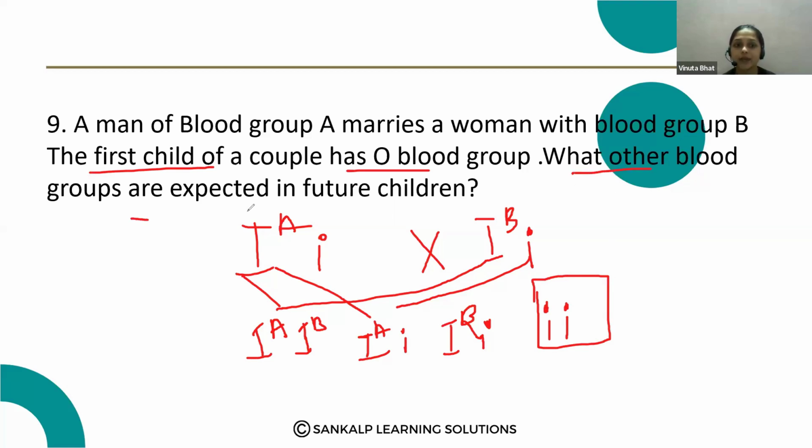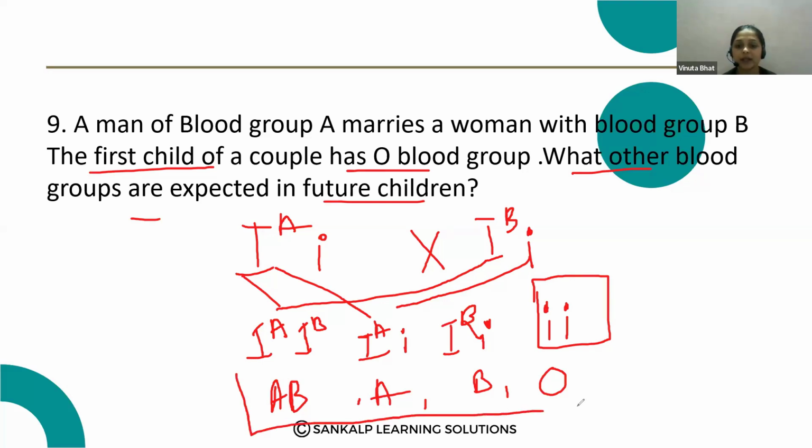What other groups are expected in the future? So in the future, if they have another child, there may be a possibility of the AB blood group, A blood group, and B blood group. Okay, there is also a chance of the O blood group. So these are the expected blood groups when they have a kid in the future: A, B, AB and O blood group, because both are heterozygous, A and B blood group.